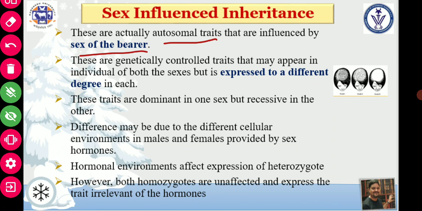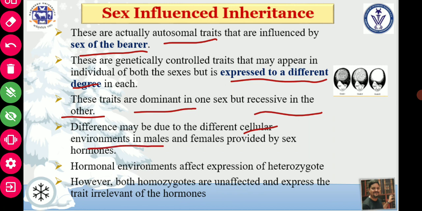So these are genetically controlled traits that may appear in individuals of both sexes but are expressed to a different degree in each. The genes will be present in both sexes, but their expression will depend on the sex of the individual. Another way you can say it is that these traits are dominant in one sex but recessive in the other sex. And why is this difference arising? There are many hypotheses behind that. One is that there is a different cellular environment in male and female, and that different cellular environment is provided by sex hormones. So sex hormones are considered to be one of the causes.